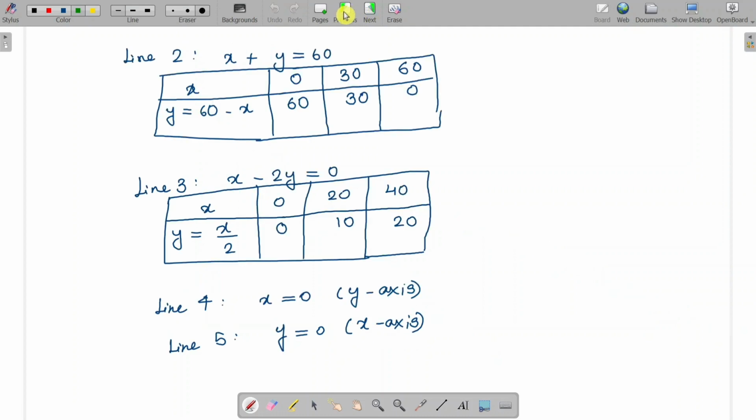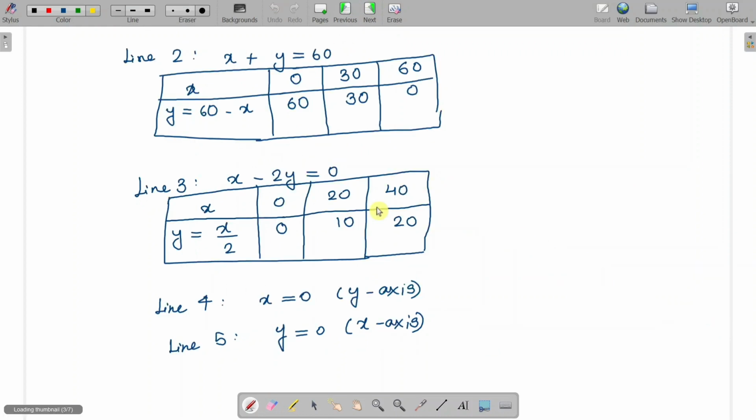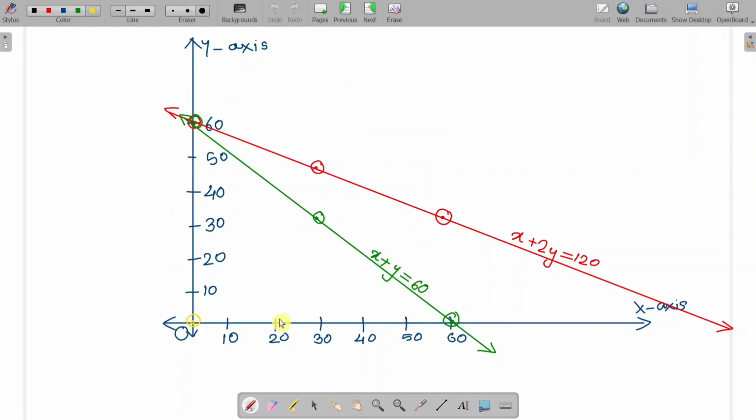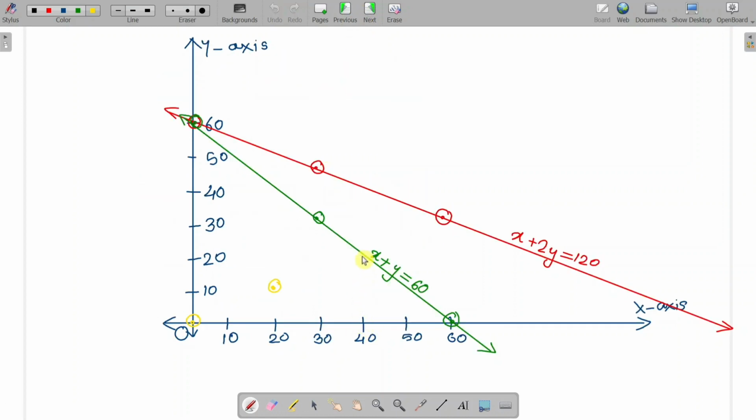And the third line, that is x minus 2y equal to 0. So the first point is (0, 0), then (20, 10) here, and then (40, 20) here. So if we join these 3 points, we'll get this line here.